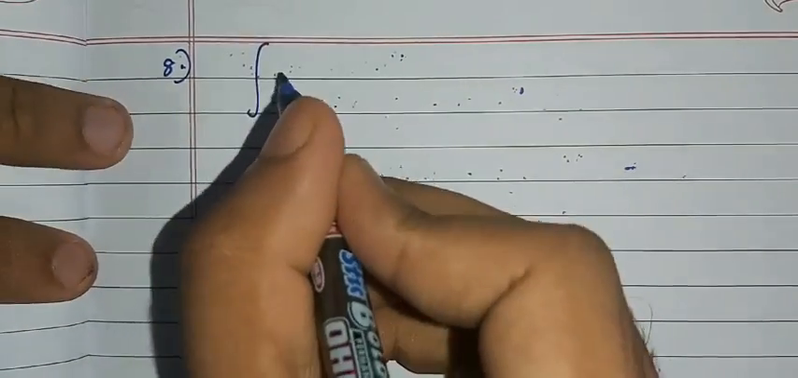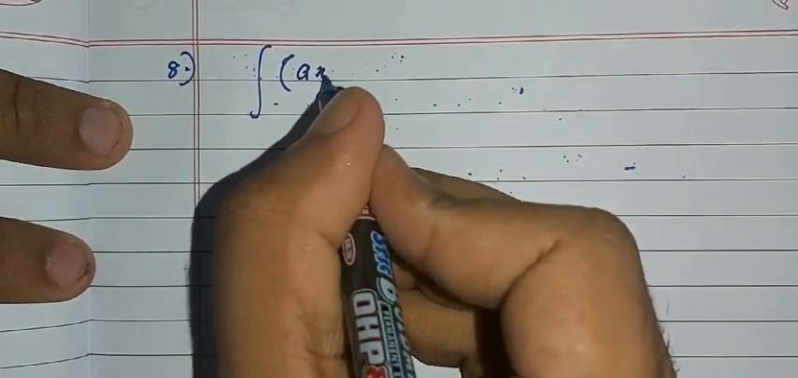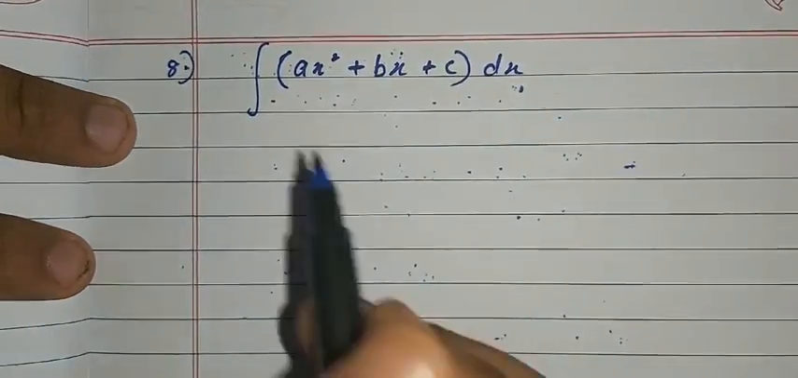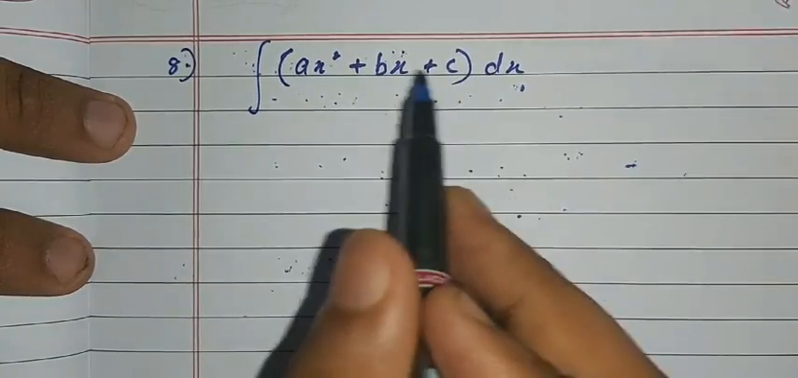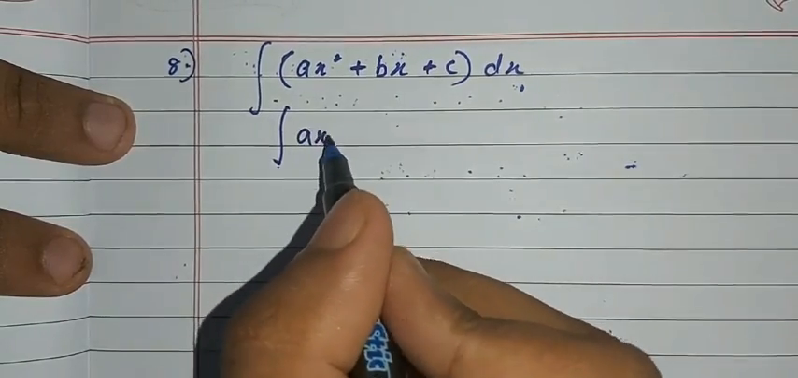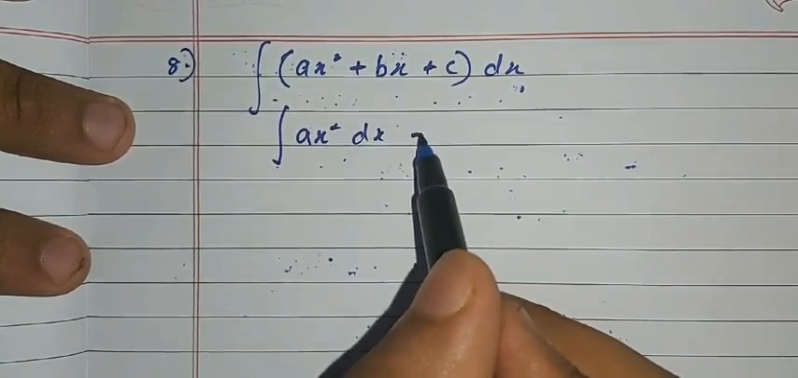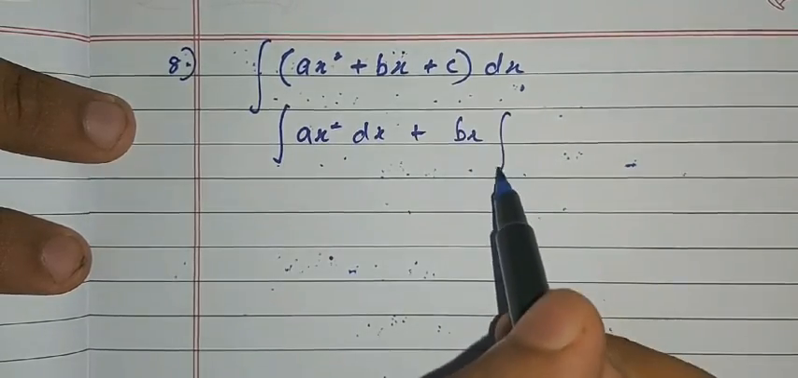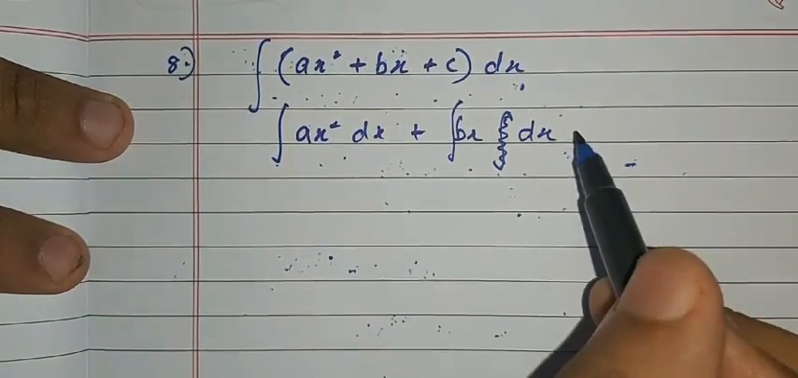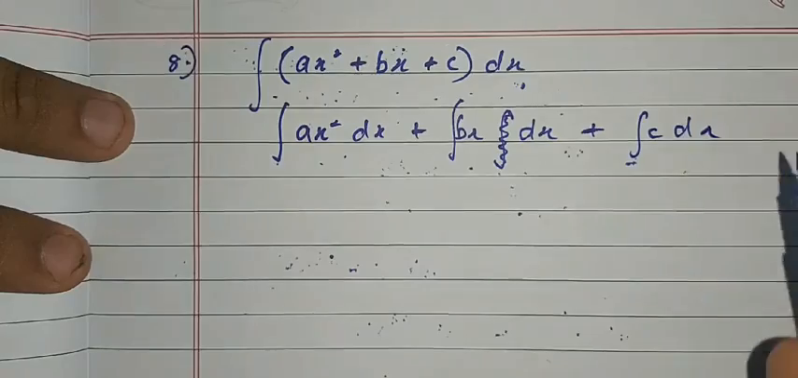Now we move on to the eighth question. So what is the eighth question, guys? The eighth question is integral of ax square plus bx plus c dx. Now there is plus in between, so we can split it into separate integrals and then add. So integral of ax square dx plus bx dx plus c dx.